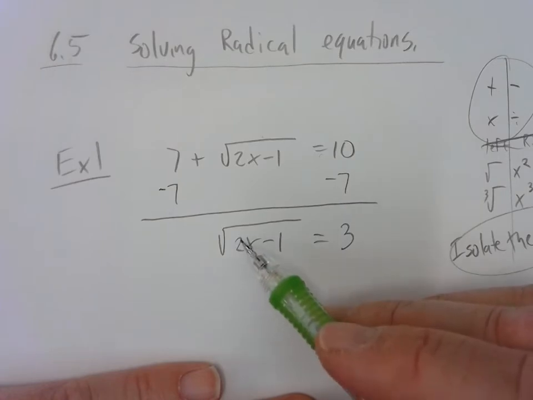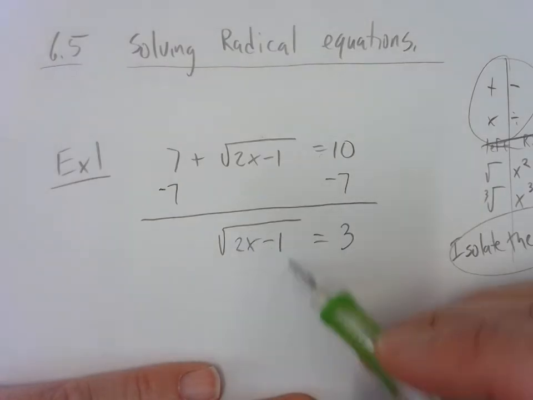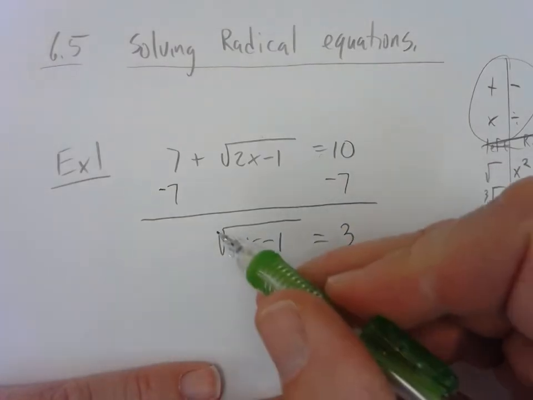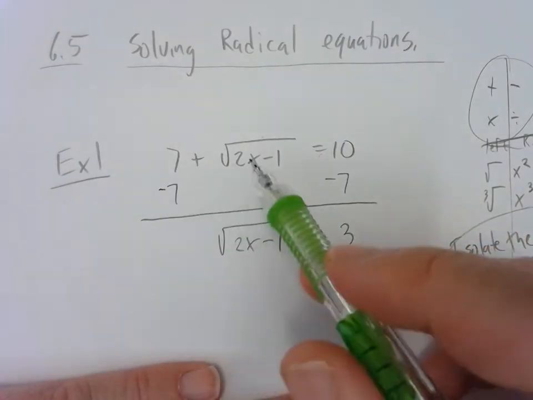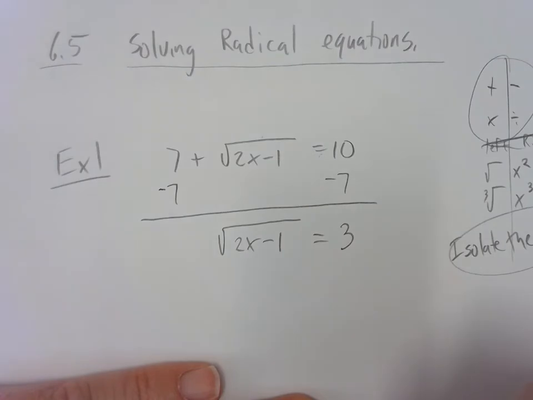Now we can talk about squaring. The opposite of square rooting is to square. So I square each side. But see, the first thing I did is I isolated the radical. You can't square each side from up here because it'll create a big mess. You gotta isolate the radical first.